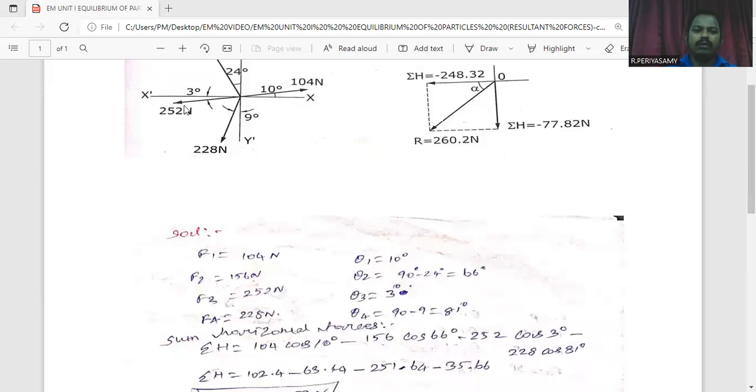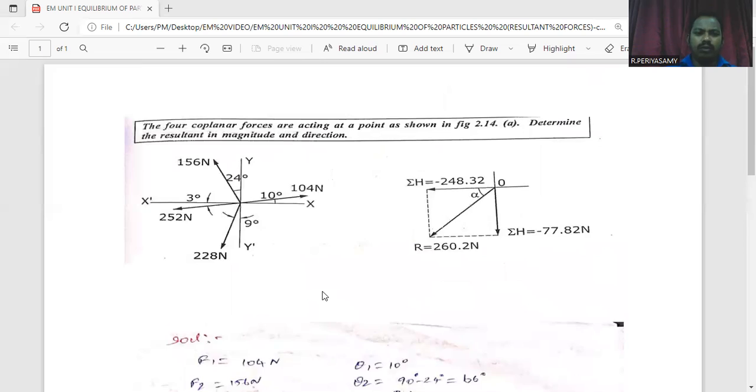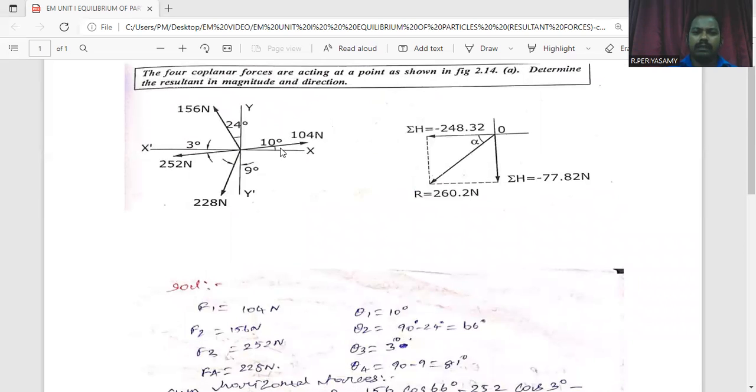This is the third force. It is denoted as F3. Its magnitude value is 252 Newton. So F3 equal to 252 Newton. This is the fourth force. Its magnitude value is 228 Newton. So it is denoted as F4 equal to 228 Newton. Next, we have to find its angles. This is the F1 force. It makes an angle of 10 degrees from the x-axis. So it is denoted as theta 1. So theta 1 equal to 10 degrees.